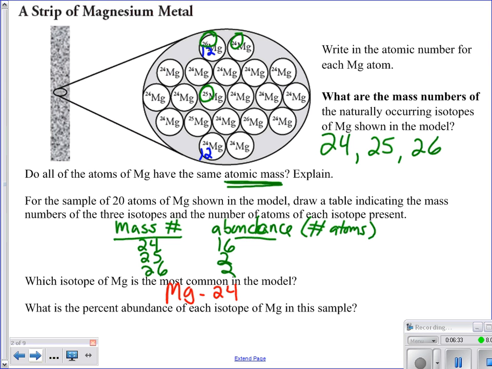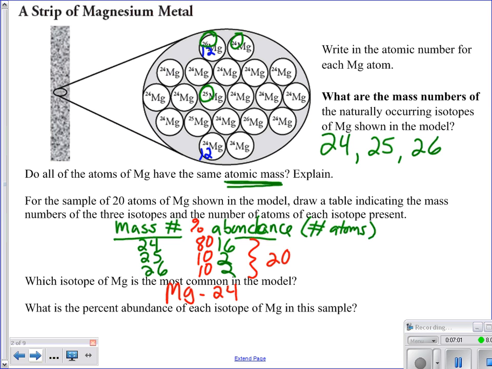And the percent abundance of each of those isotopes, well, this is a total of 20 atoms, so really all I need to do is multiply this times 5, so our percent abundance would be 80%. This is very sloppy, but just go with it here. Here we have 10% for our 25 and 10% for our 26, so that's what we've got.